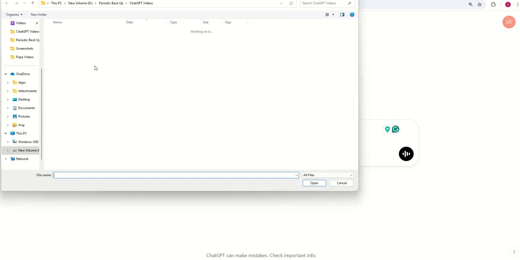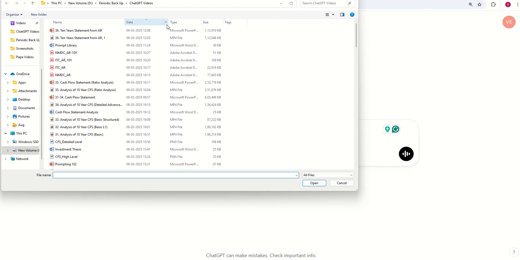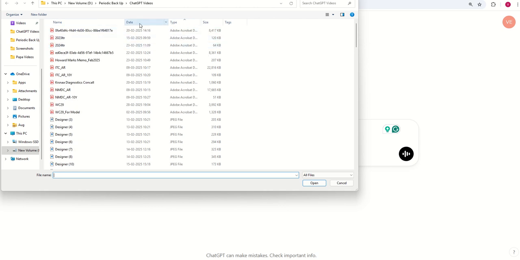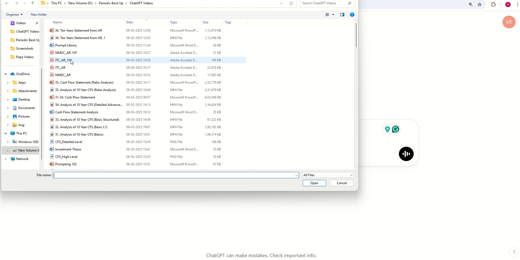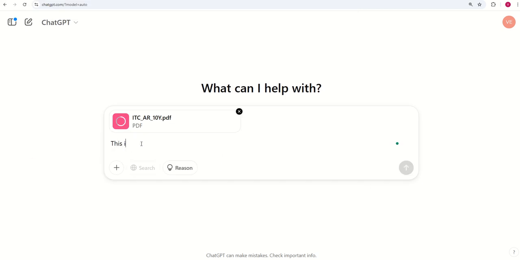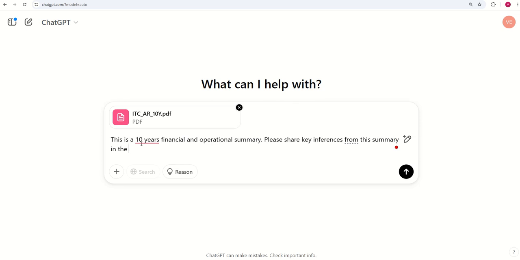Upload the 10-year statement for ITC first. This is a 10-year financial and operational summary. Please share key inferences from this summary in the perspective of a long-term investor. Okay.